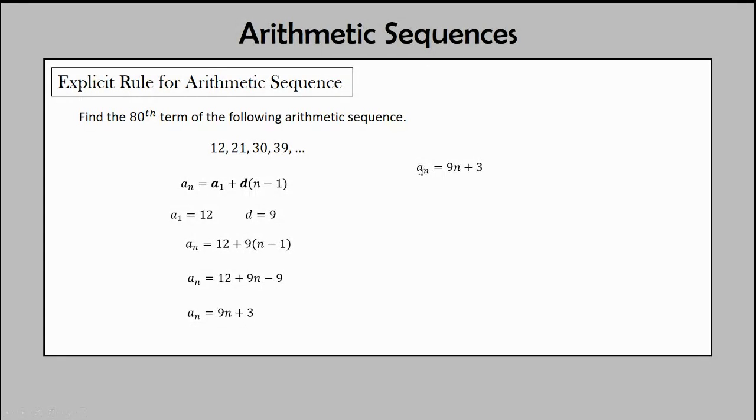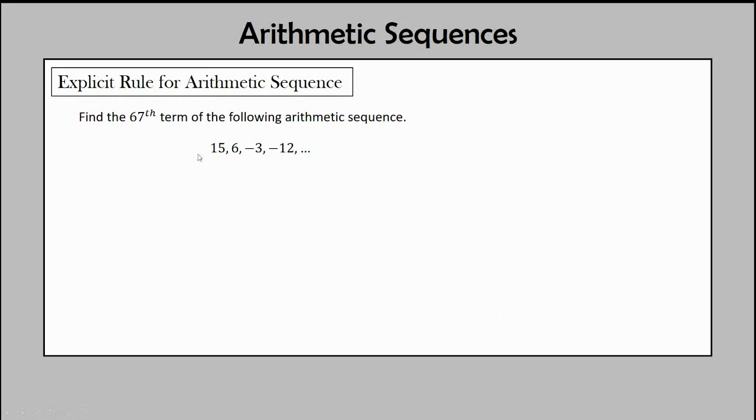Now, take our rule and find the 80th term. A sub 80 equals 9 times 80 plus 3, 720 plus 3. So if I was to carry this sequence out, adding 9, adding 9, adding 9, keep going, the 80th one is going to be the number 723. Okay?